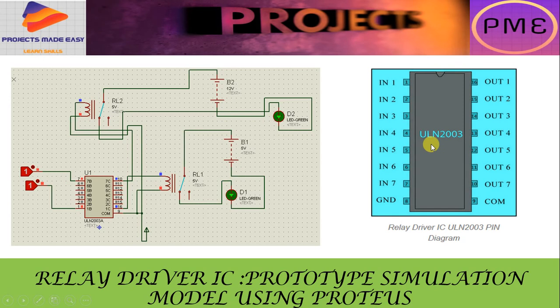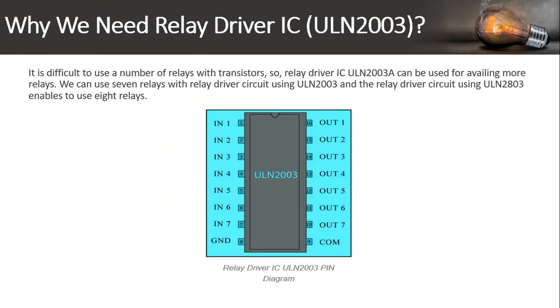relay driver IC having model number ULN2003, and why we are using it. It's very difficult sometimes to connect a large number of relays to a single supply. So we can use this IC, and we can give the supply of our will to the relay.